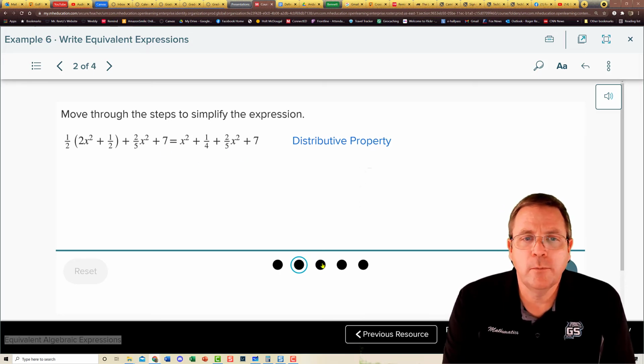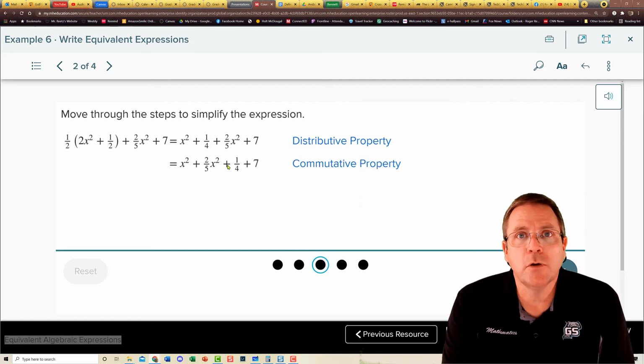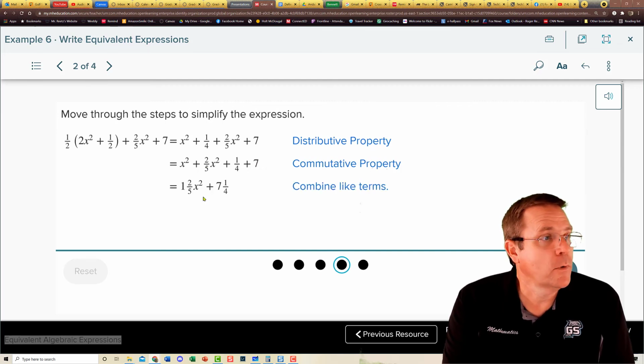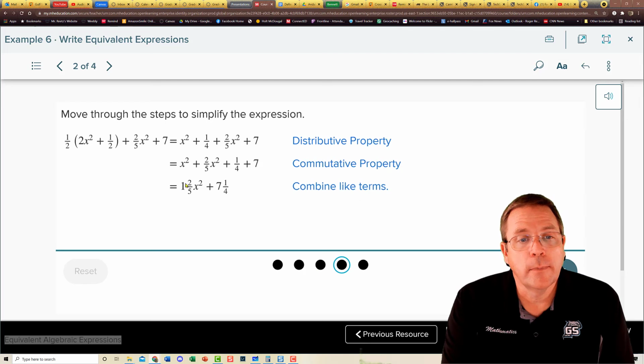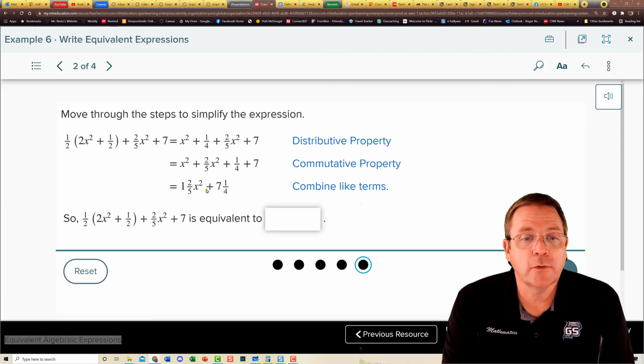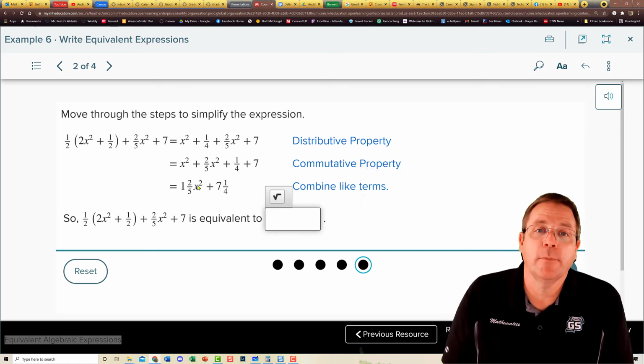Next, they're going to use your commutative property to rearrange the order of the problem so that the x squareds are together. So you have 1x squared plus 2/5 x squared, and then your constants are together right here. Then we're going to combine the 1x squared and the 2/5 x squared, and combine the 1/4 and the 7, so that you get the final answer of 1 2/5 x squared plus 7 1/4. And therefore, yep, it's going to be equivalent to this thing right here. I'm not going to waste the time and type all that in there.